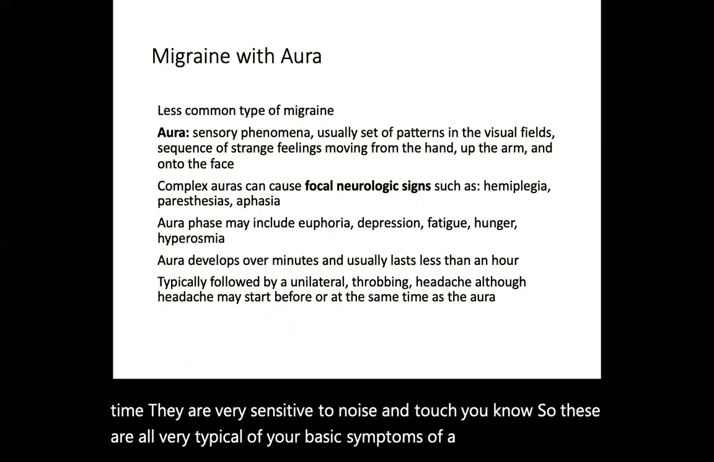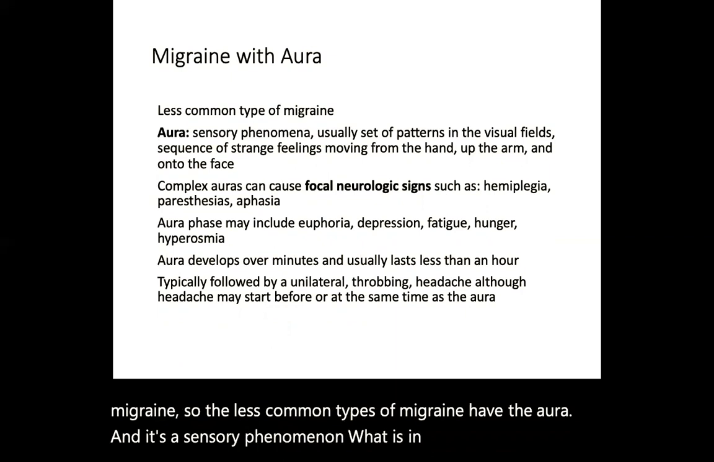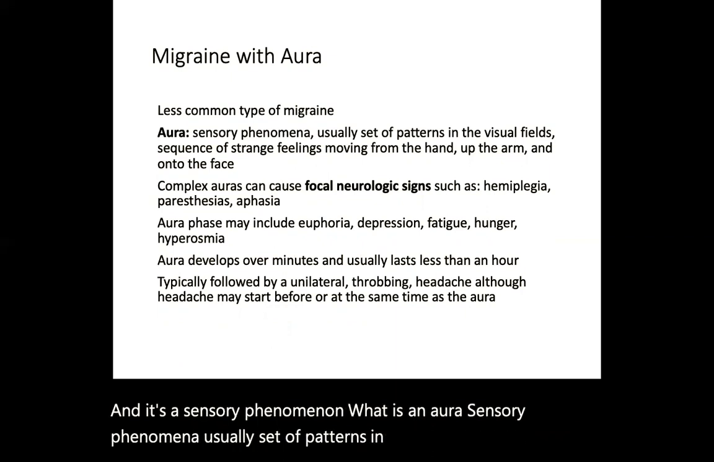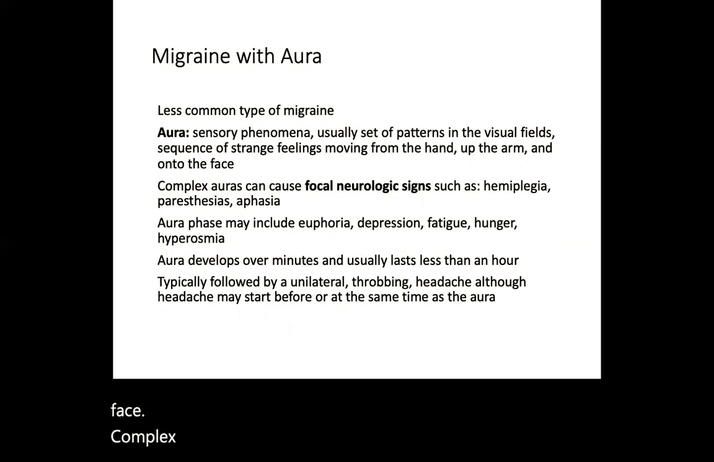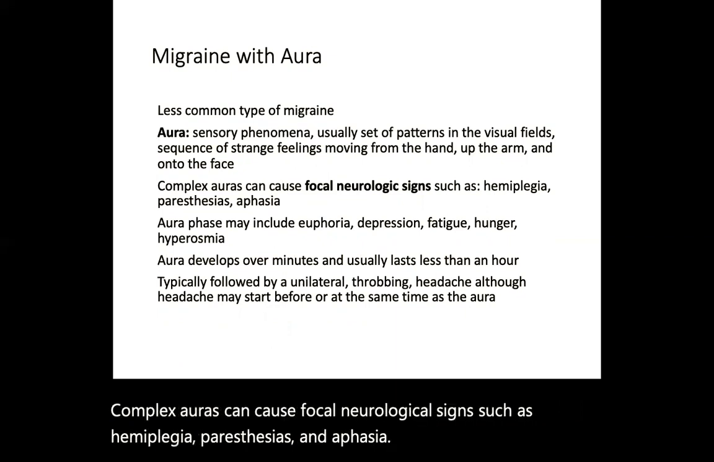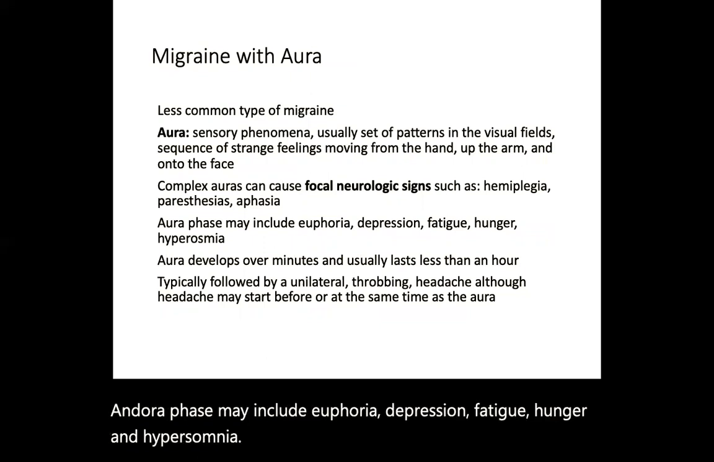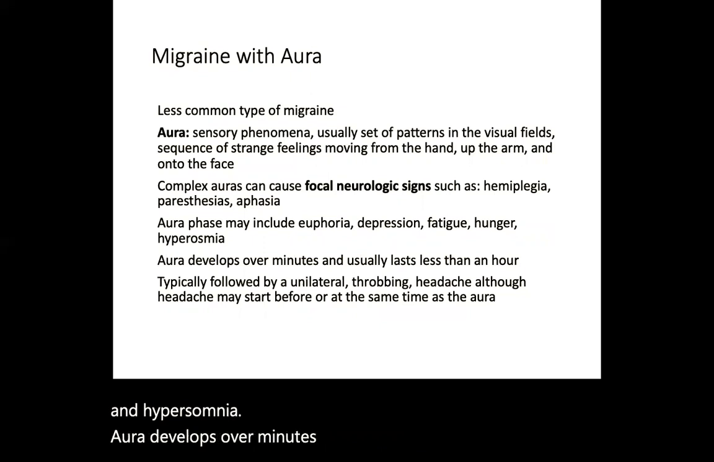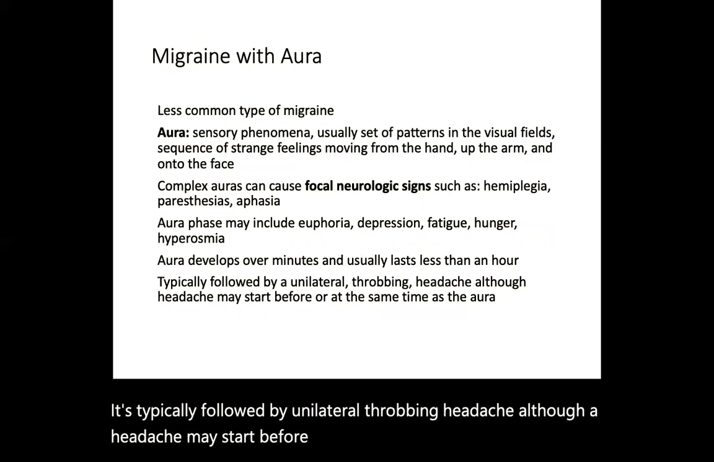So the less common types of migraine have the aura, and it's a sensory phenomena. What is an aura? Sensory phenomena, usually a set of patterns in the visual fields, sequence of strange feelings moving from the hand up the arm and onto the face. Complex auras can cause focal neurological signs such as hemiplegia, paresthesias, and aphasia. An aura phase may include euphoria, depression, fatigue, hunger, and hypersomnia. Aura develops over minutes and usually lasts less than an hour. It's typically followed by unilateral throbbing headache, although a headache may start before or at the same time as the aura.